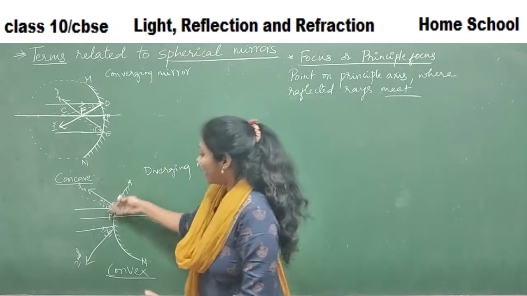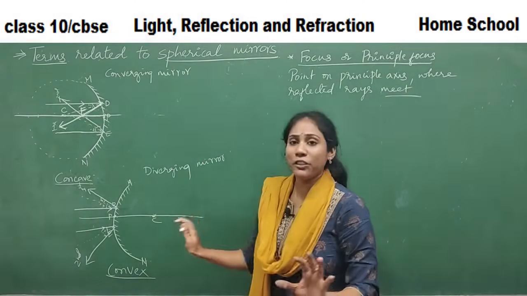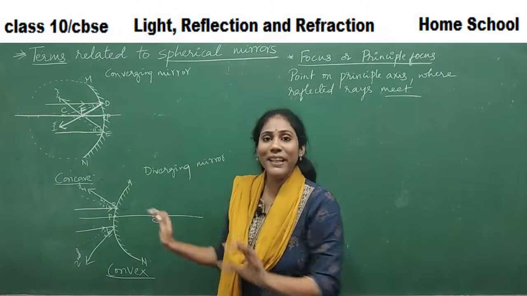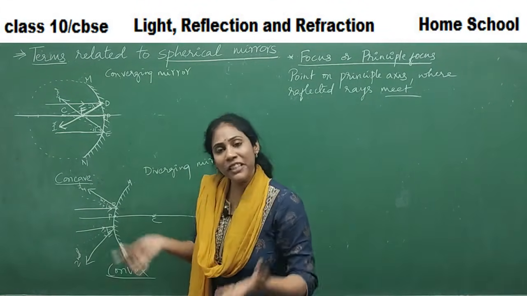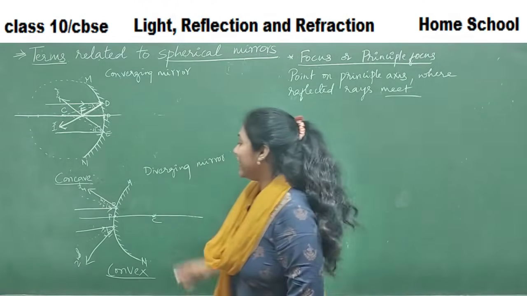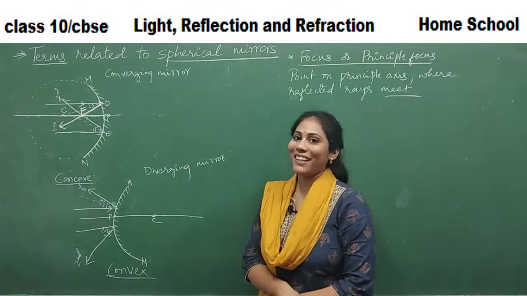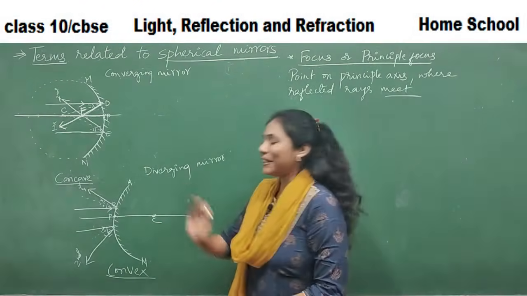But they have to meet somewhere at a point, no? Reflected rays have to meet. At that point only image can be observed. So where will they meet? Behind the mirror. Yes or no? This is behind the mirror.